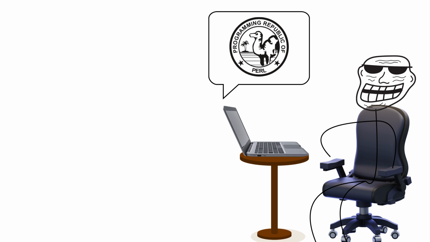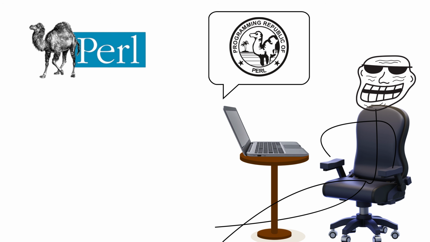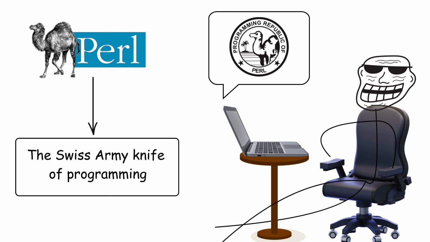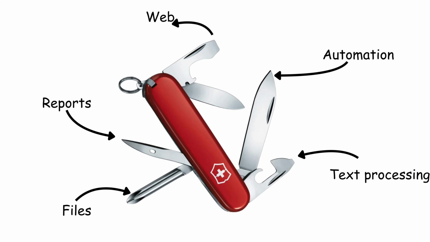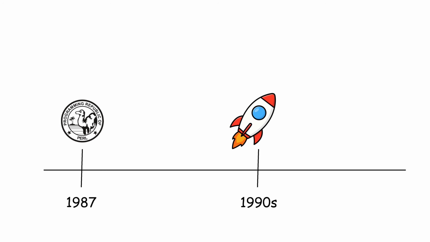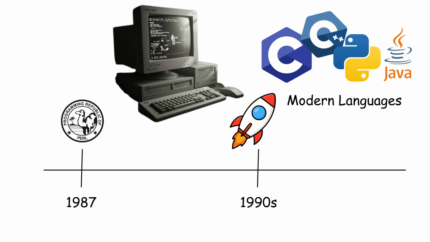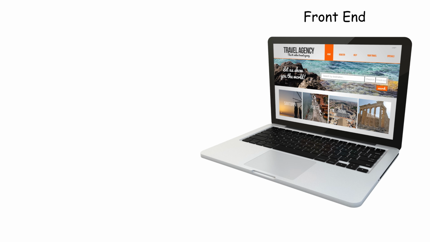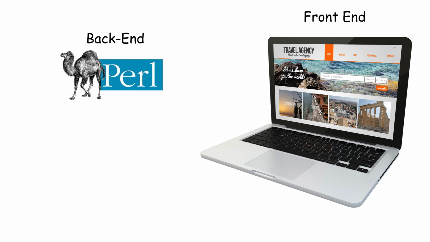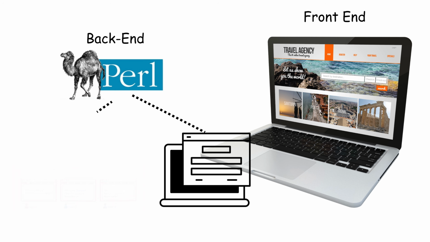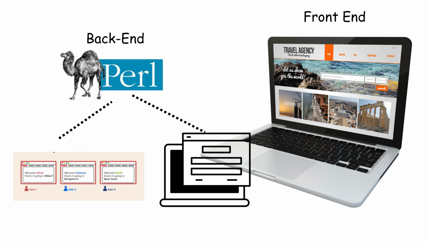Perl made this kind of work fast and simple, which is part of why it earned the nickname the Swiss Army knife of programming. That strength made it hugely popular in the 1990s, especially for running early websites. Before more modern web languages existed, a lot of the internet's early back-end work, things like handling forms and generating dynamic pages, ran on Perl.